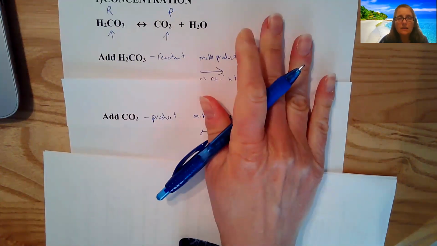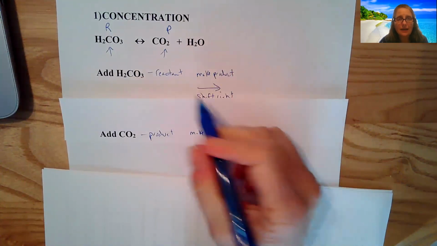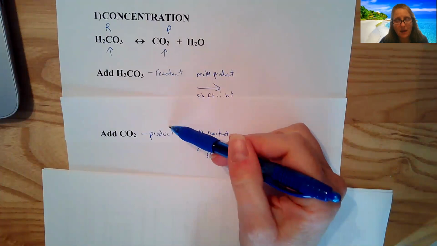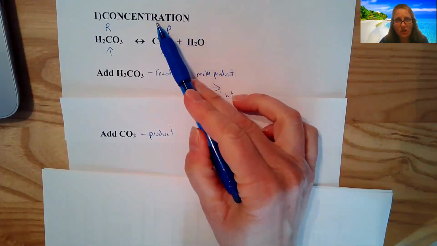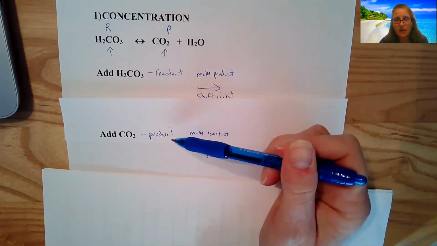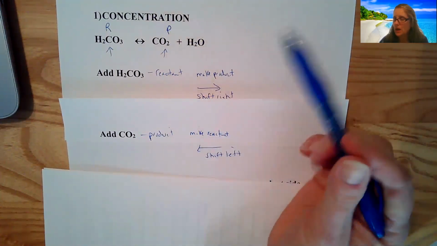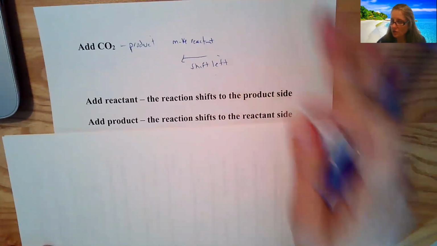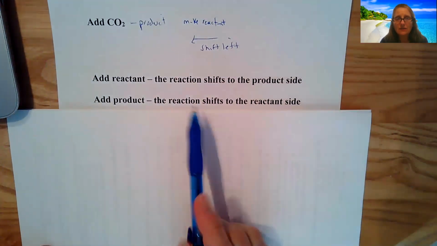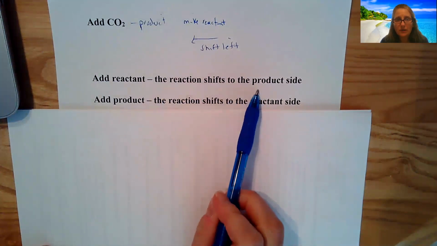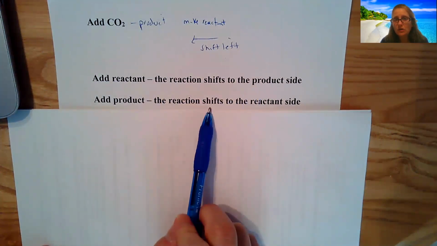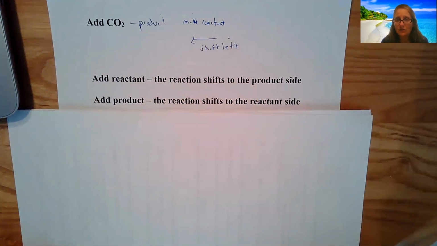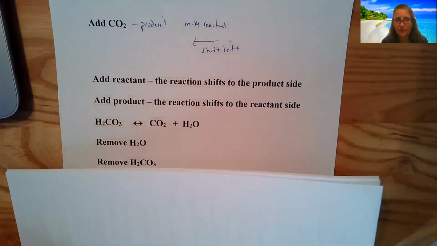Okay, because these are reversible reactions, I could add to either side, and what it will try to do is alleviate that stress. So anytime I'm adding, what I'm doing is changing the concentration. If I'm changing the concentration, I'm stressing this equilibrium, so it's going to try to alleviate that stress. So as a general rule, anytime I add reactant, I'm going to shift to the product side. Anytime I add product, I'm going to shift to the reactant side. That's the general rule for anything in terms of an equilibrium, okay?